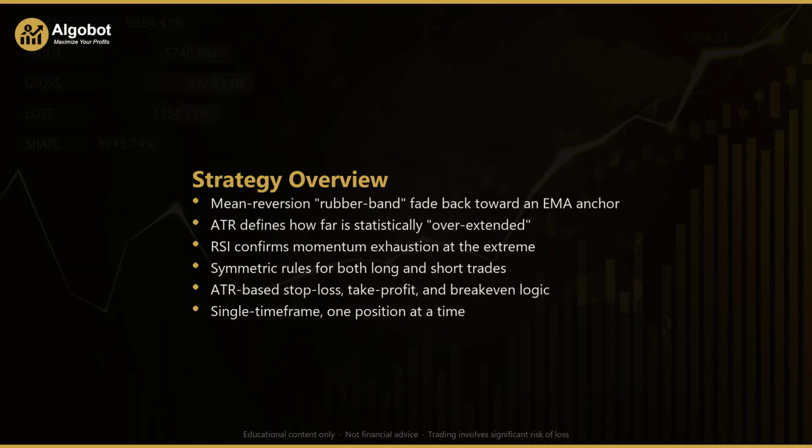That's where the average true range comes in. The average true range measures recent volatility, and the strategy multiplies it by a stretch factor, 2 by default, to draw an upper band and a lower band around the moving average. When price pushes beyond one of those bands, the approach treats that as a statistically meaningful overextension rather than ordinary noise. The third piece is the relative strength index, a momentum oscillator, which the strategy uses to confirm that the move is running out of steam before it considers fading it.